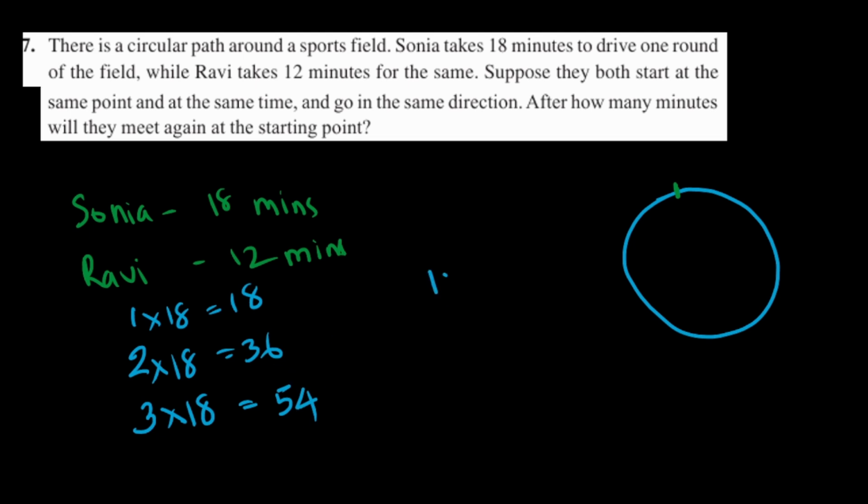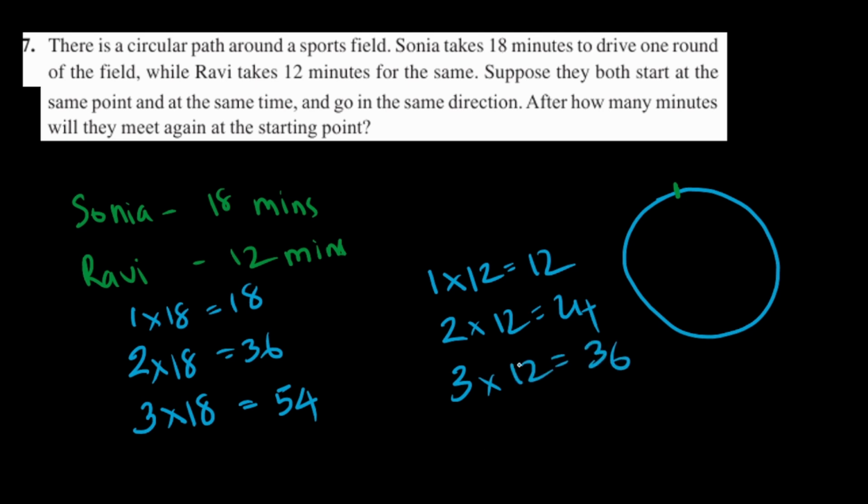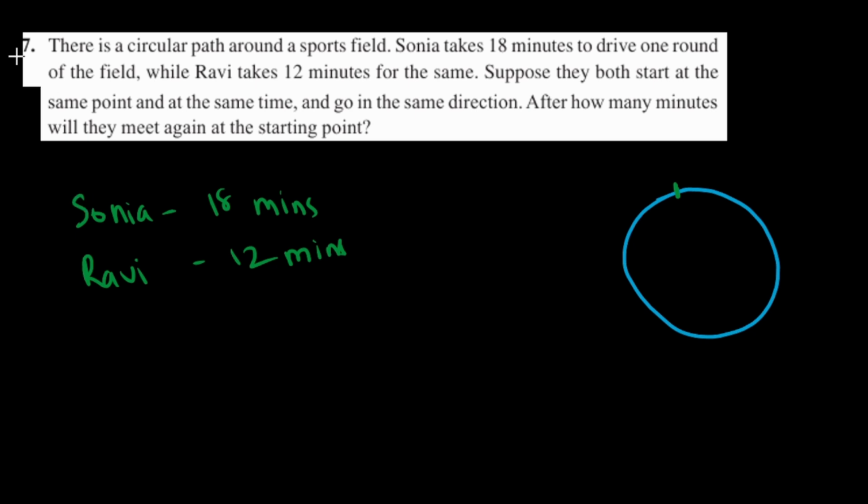For Ravi's case also, for 1 round he's taking 12 minutes, right? For 2 rounds he will be taking 24 minutes, and for 3 rounds he will be taking 36 minutes, right? So it's going like this. So what do you find in this observation? These are multiples of 18, these are multiples of 12. The word multiple, is it making any sense? We can find the LCM, right? We have to find the LCM of these two numbers to find out after how many minutes they are going to meet. I hope what I'm trying to say is clear.